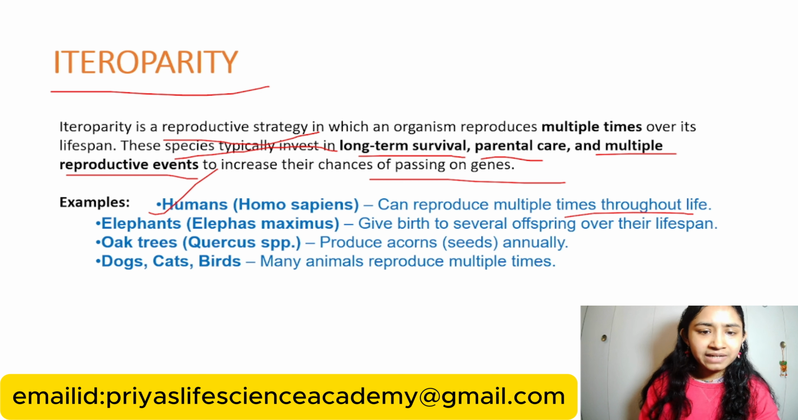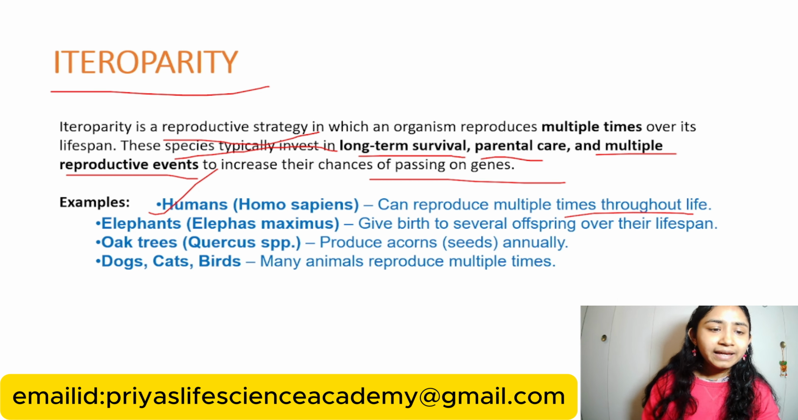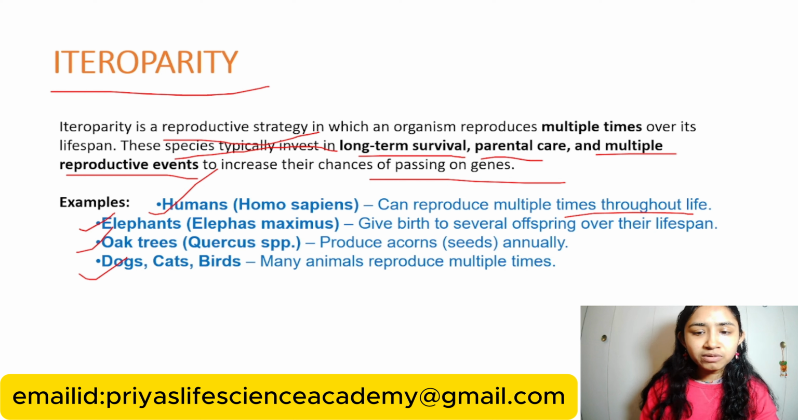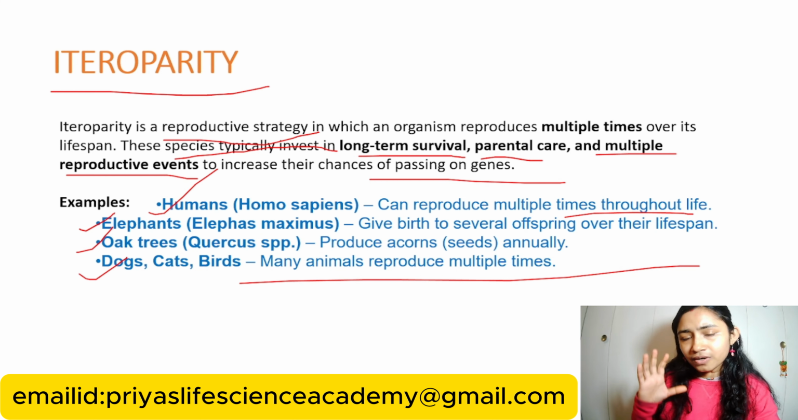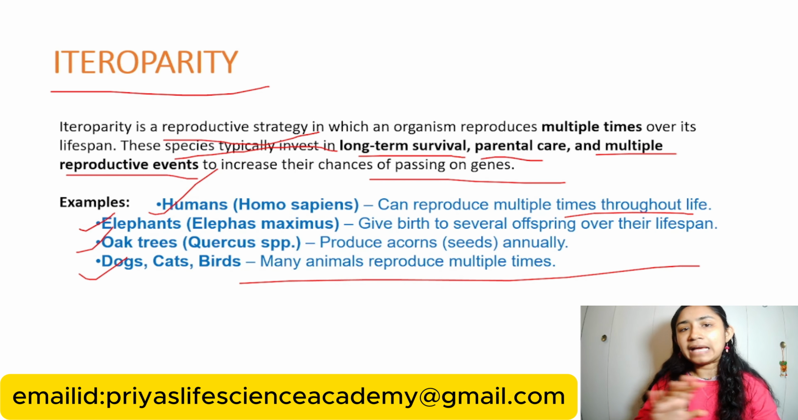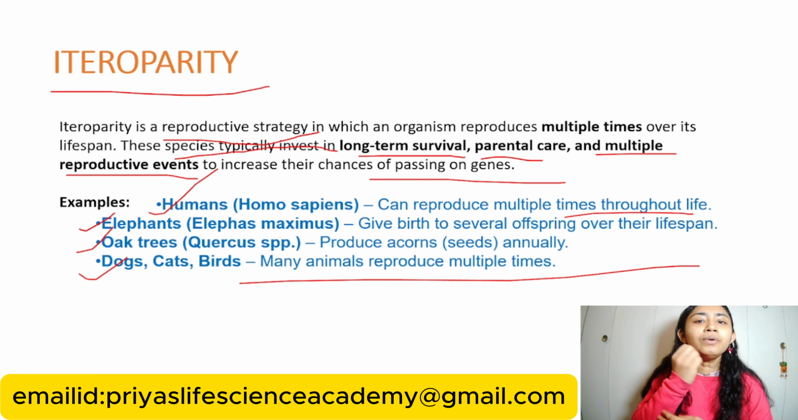Elephants also, Elephas maximus, give birth to several offspring over their lifespan. Then oak trees produce acorn seeds annually. Dogs, cats, birds also reproduce annually. Many animals reproduce multiple times over their lifespan. For dogs and cats, they have a specific season every year, so they can reproduce multiple times over their lifespan. So this is one type of strategy where you have the chance to reproduce multiple times over your lifespan.